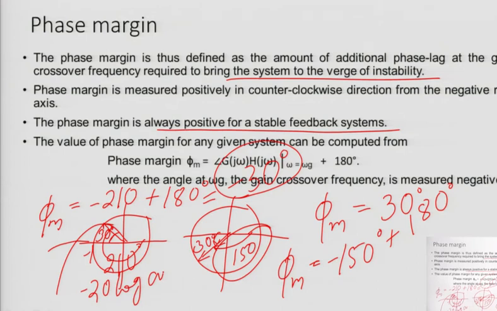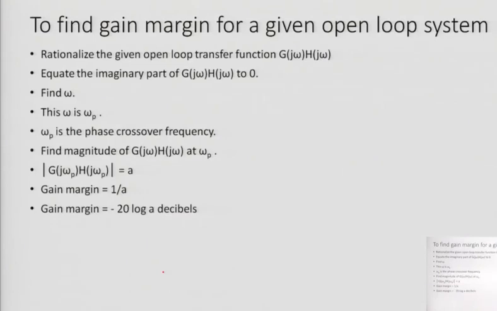That means, for a stable system, both phase margin and gain margin should be positive, and if the gain margin is negative or if the phase margin is negative, then the system is unstable. And if the plot crosses the minus 1 + j0 point and the phase margin is minus 180 degrees, that means the system is marginally stable.